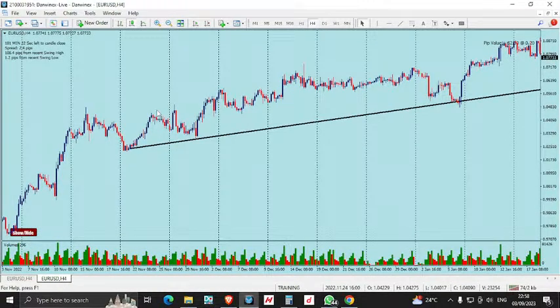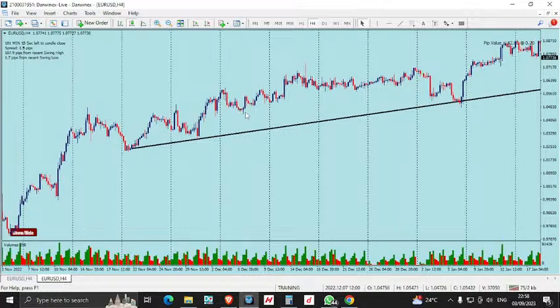It moved up, came back, made a higher high. This is a higher low because the low here is higher than the low here, which is a bullish trend. It moved up again. This high now is higher than this one. We call it a higher high. It also moved up to that higher high. Then from here it stalled.